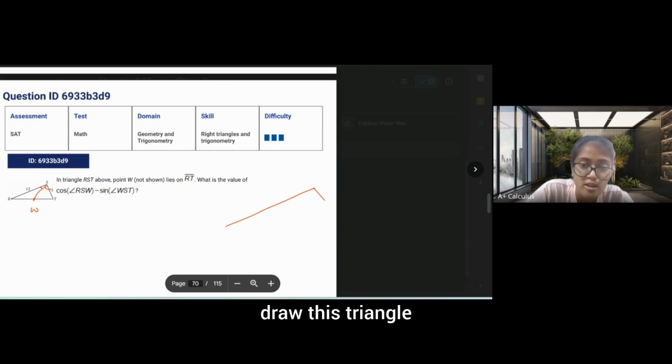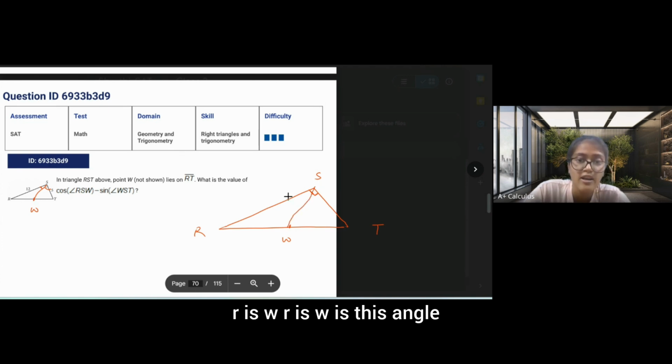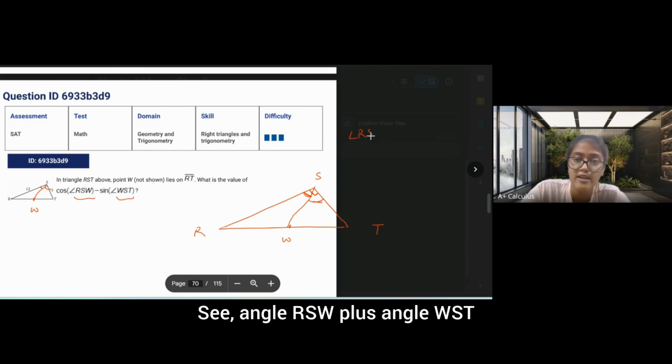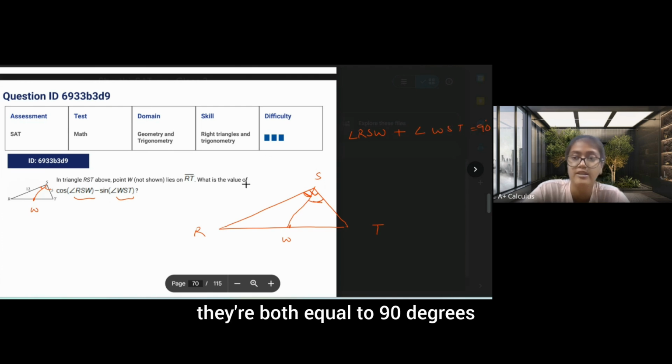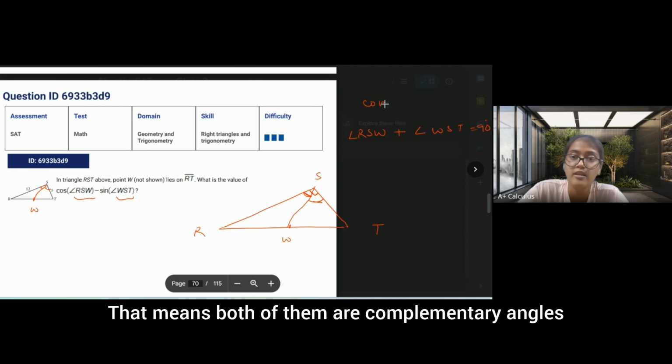Now I'll just draw this triangle here, and this angle is 90; this is the right angle. It doesn't matter where you take W. So this is S, this is R, this is T. You have to find cosine of angle RSW, which is this angle, minus sine of angle WST, which is this angle. Now you have to see that angle RSW and angle WST both add up to 90 degrees, which means they are complementary angles.